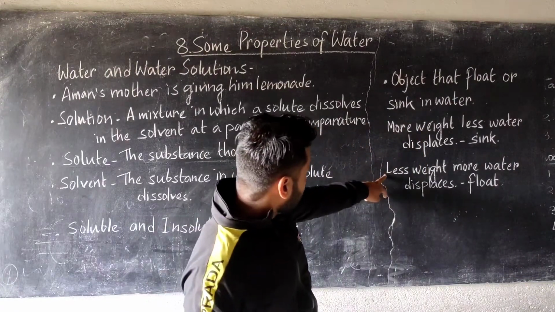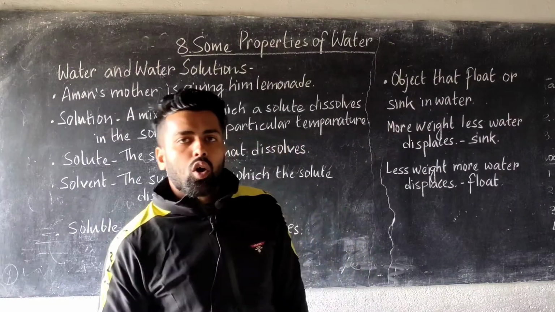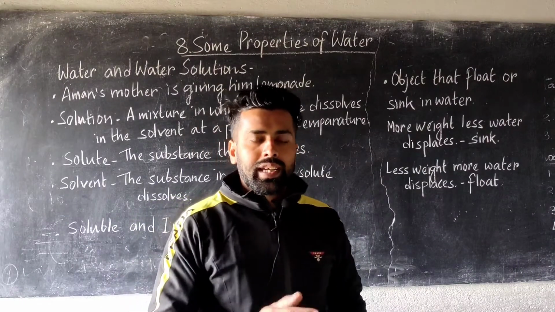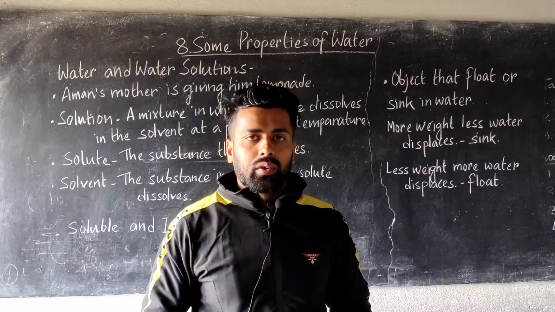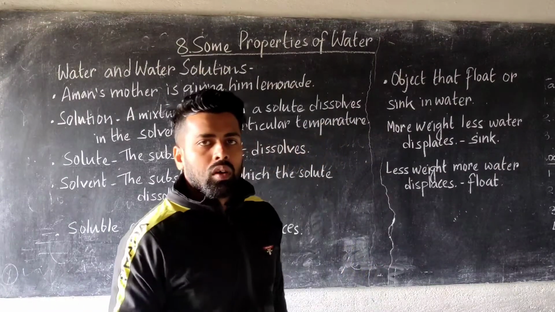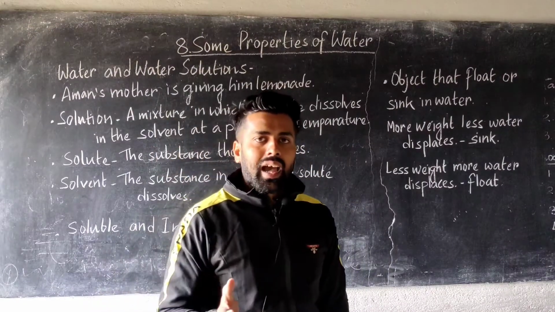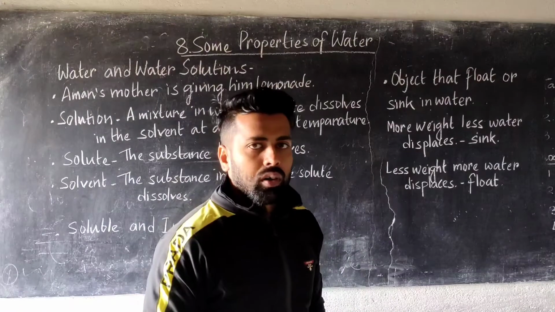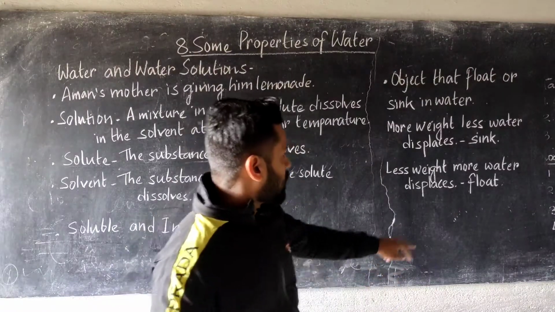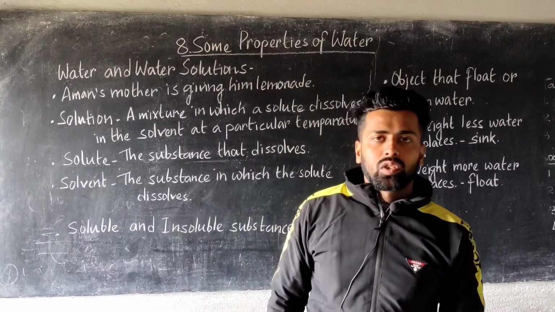Next, less weight, more water displaced. If an object has very little weight and, when you throw it into water, it displaces more water, that object will always float. Like a bottle: it is very light in weight, but when you throw it into the water, it displaces more water than its weight. That's why it always floats. We will continue with the exercises of this chapter, students.